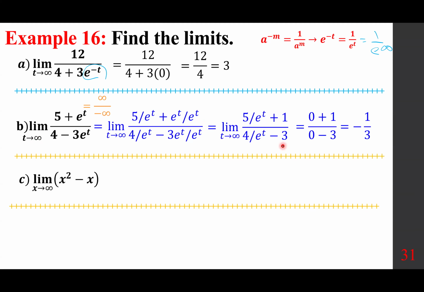What about this one? Just plug in. Infinity squared is infinity, minus infinity. It's an indeterminate form. Technique: factoring. We are going to factor the x out. And now it's infinity times infinity minus 1, which is infinity.